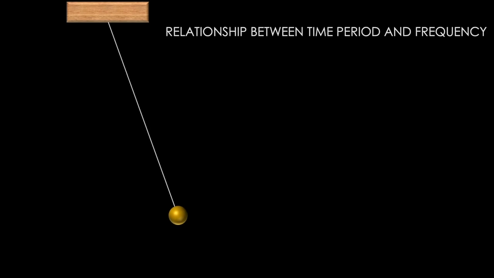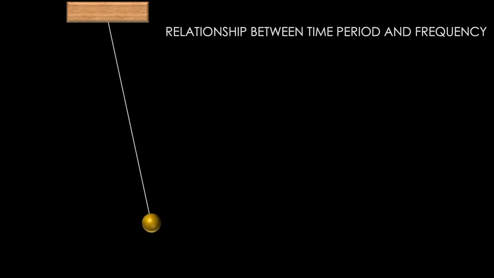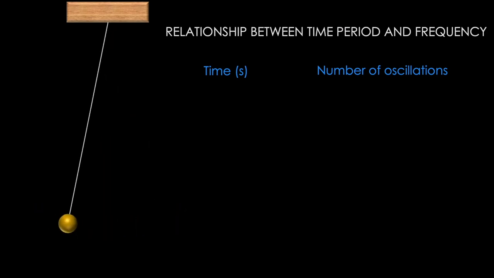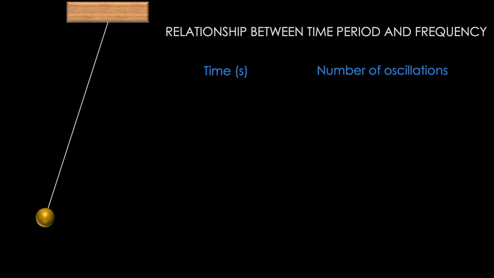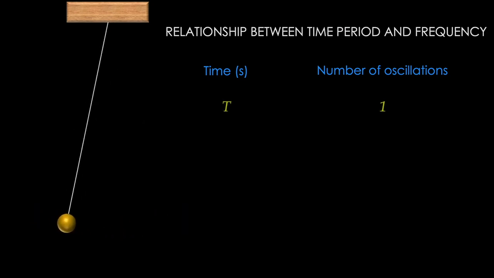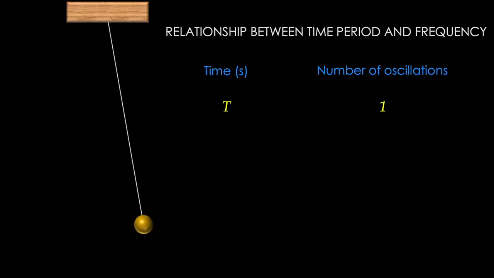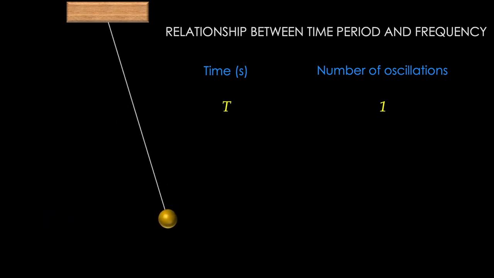So what is the relationship between time period and frequency? Let's look at two quantities. One is time and second is the number of oscillations. So we know that time period is the amount of time that the pendulum takes to complete one oscillation. So that means if the amount of time is t, the pendulum will complete one oscillation in that much time. The question is, if the time is 1 second, how many oscillations will the pendulum be able to complete?